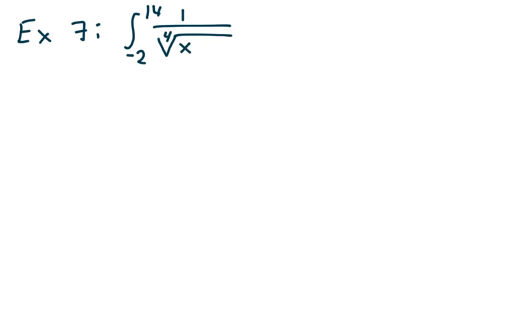Let's do one more example for this video. So let's take a look at example 7. Suppose I had the following. Suppose I had the integral from negative 2 to 14 of 1 over, we're going to start to introduce this, so it's 1 over the 4th root of x plus 2 dx.